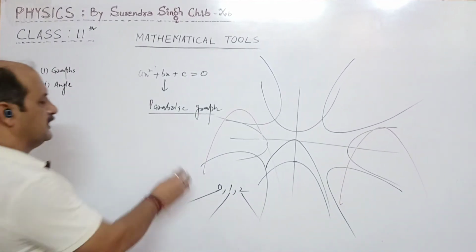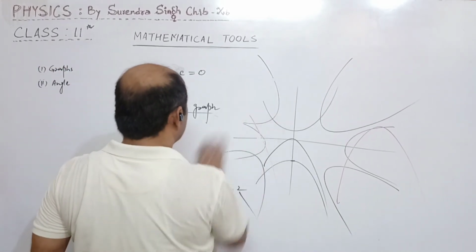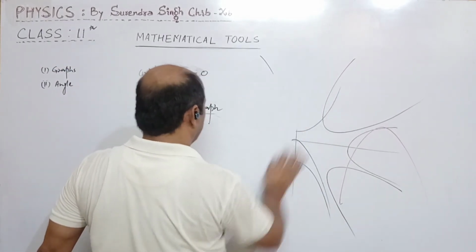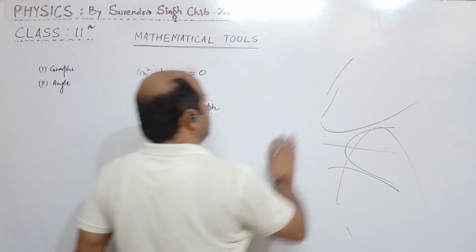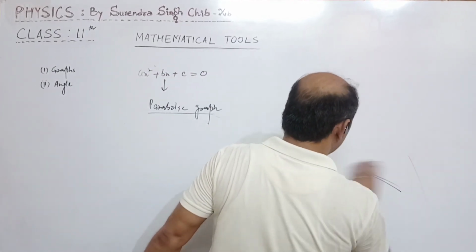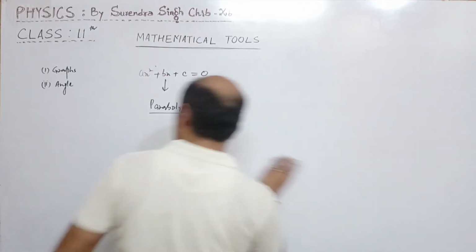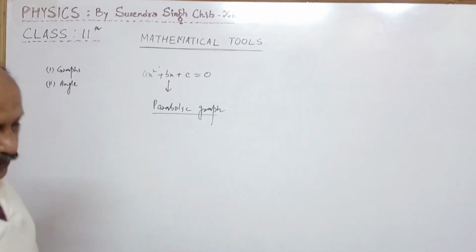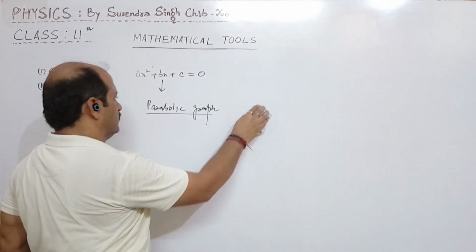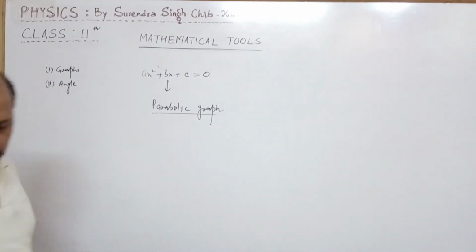This is a graph of a quadratic equation which is parabolic, and you will find it in projectiles. In physics, the graph of a projectile is parabolic because its equation is a quadratic equation. So it will come in physics also. This is a parabolic graph.